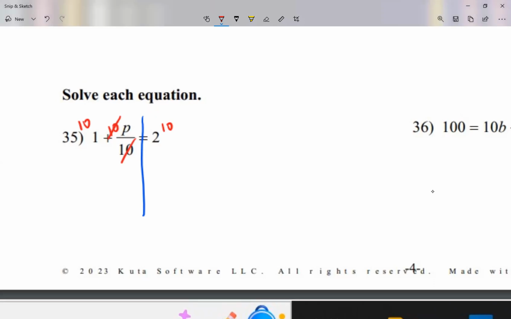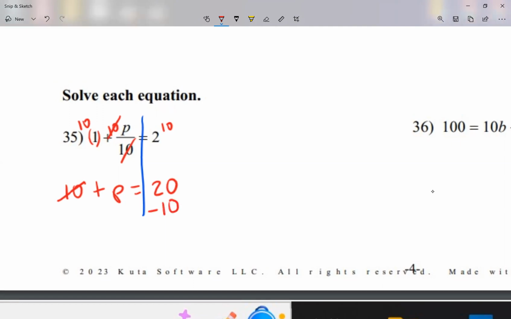So now I have 10 plus P is equal to 20. Right? 10 times 1, that's how I got the first 10. I have the P by itself, and 2 times 10, that's how I got the 20 at the end. Okay, I want the letter by itself. So this positive 10 on the left side, let me move it to the other side. I'm going to switch the sign, so I move it as a minus 10. Now I have that P equals 20 minus 10, which is 10. So P is equal to 10.